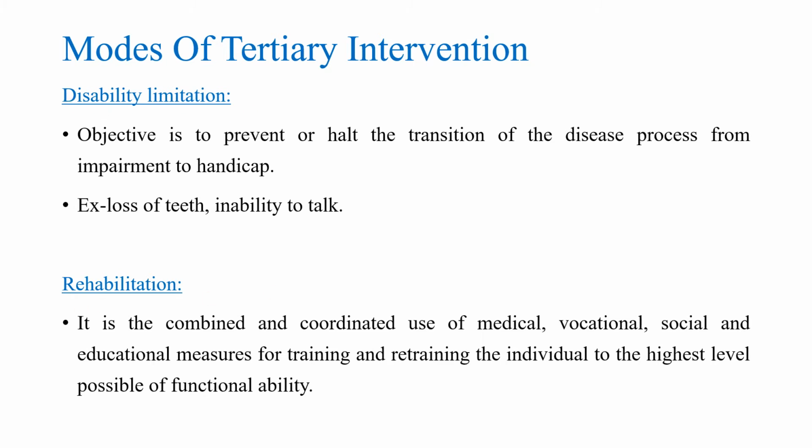In disability limitation, the objective is to prevent or halt the transition of the disease process from impairment to handicap. For example, the first tooth is lost due to periodontal disease, like a lower anterior. If the patient is aware that other teeth will also have the same problem, then he comes to the dentist, and we can treat the other teeth so that the loss of teeth can be prevented. If he doesn't come, you will land up in rehabilitation. That is very expensive. Here, only flap surgery is needed and we can control it. But if you go for rehabilitation, he has to go for extraction of all the teeth and a complete denture.